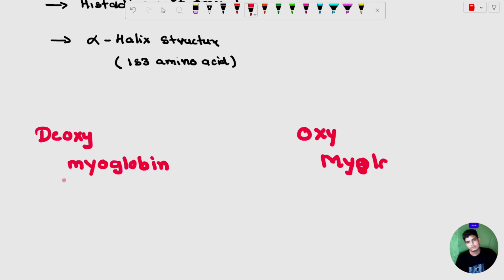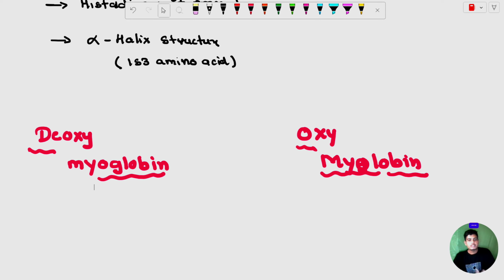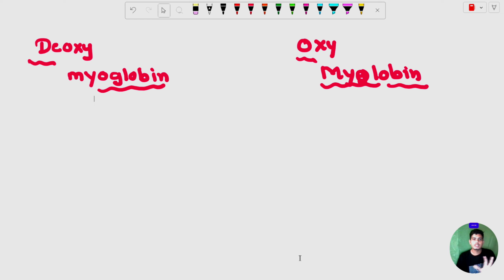Oxymyoglobin. Okay, and what is the difference between the deoxymyoglobin and oxymyoglobin? I can show you the first image of the deoxymyoglobin, and you can clearly understand what deoxymyoglobin is.